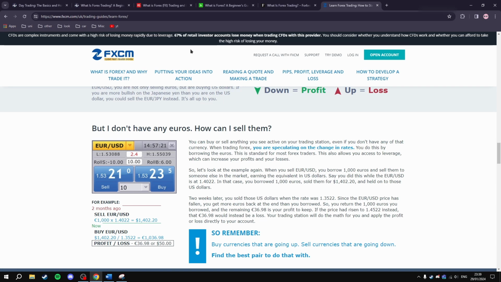Two weeks later, you sold these US dollars when the rate was 1.3522. Since the EUR/USD price has fallen, you get more euros back than you borrowed. So you return the 1,000 euros you borrowed, and the remaining 36.98 euros is your profit to keep. If the price has risen to 1.4522 instead, that 36.98 would instead be a loss. Your trading station will do the maths for you and apply the profit or loss directly to your account.